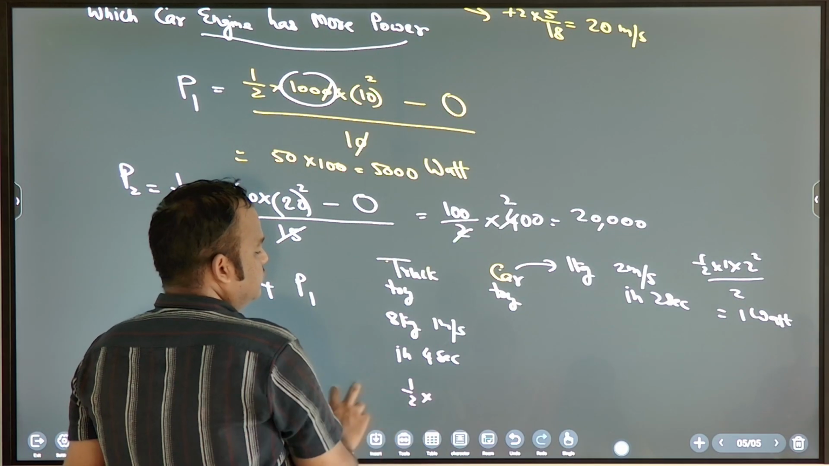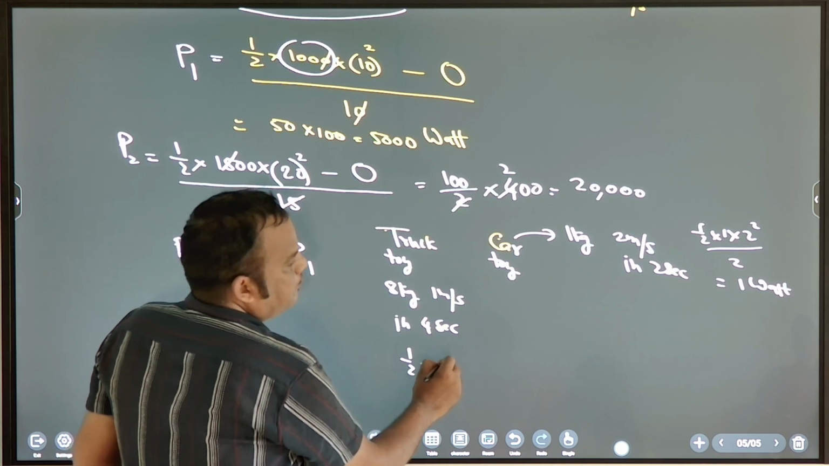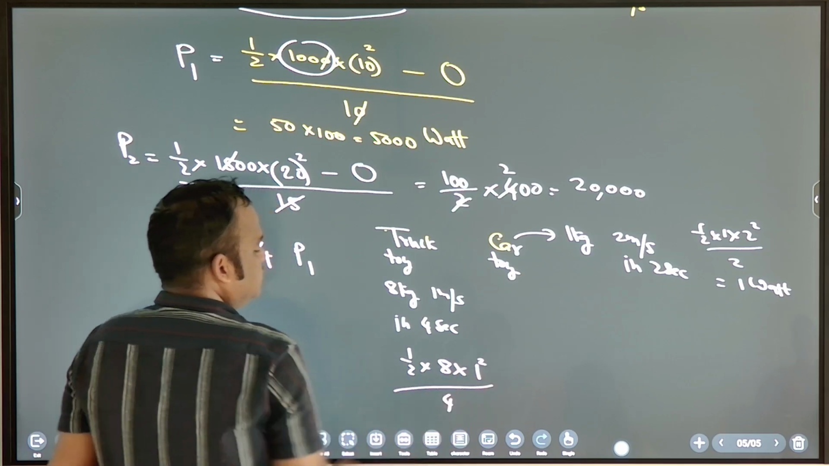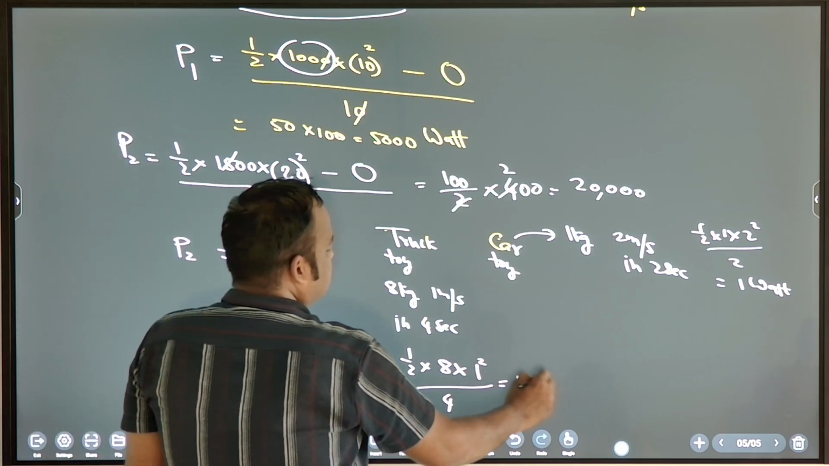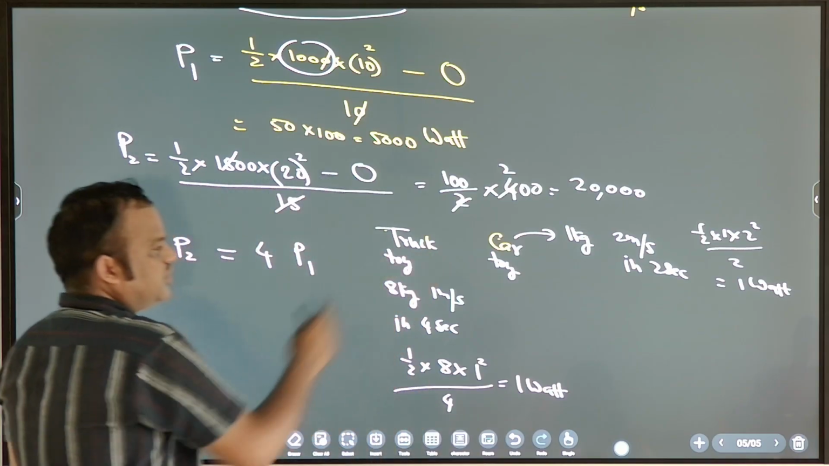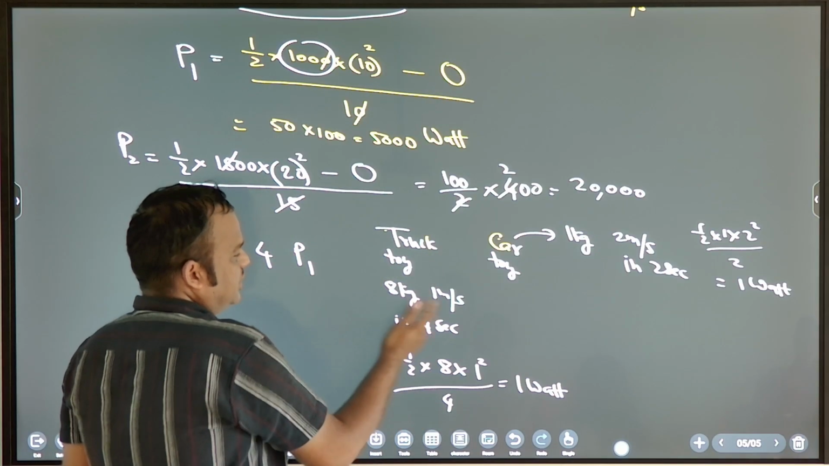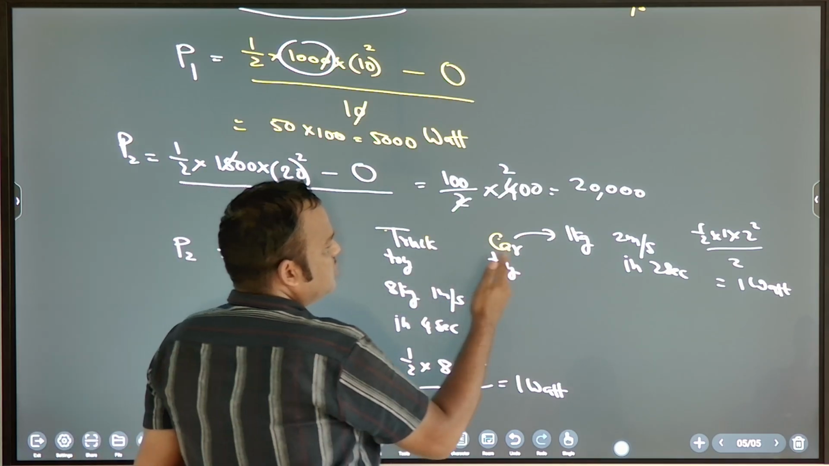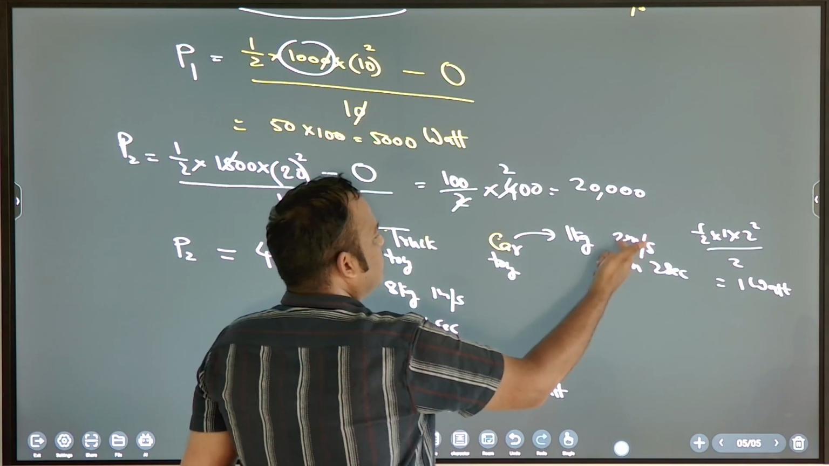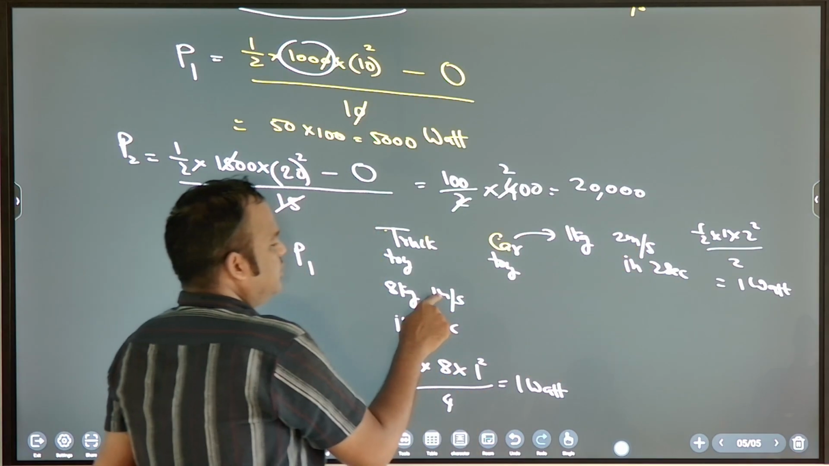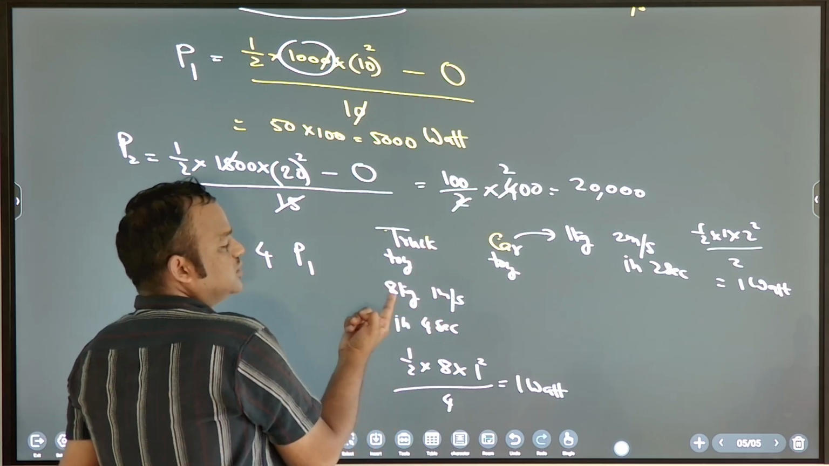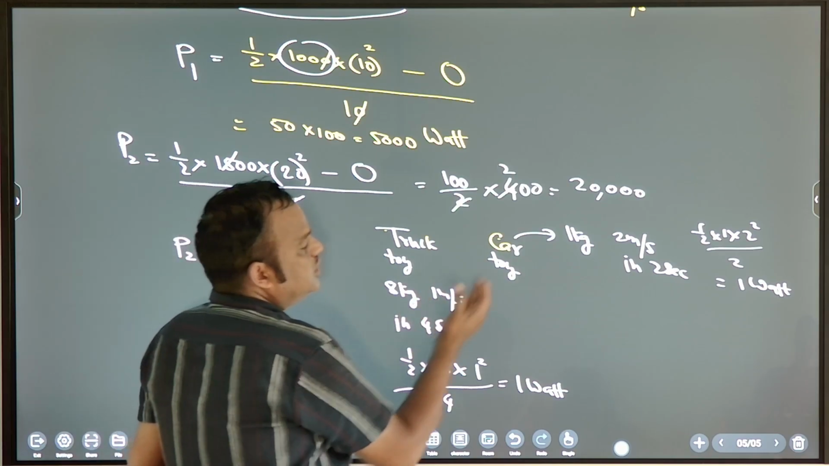Half m v square by time taken. So how much is the power? 1 watt. Okay, so both have the same power, correct? The question is, why do both have the same power? Because for the car the speed is more, but for the truck the speed is less. But at the same time, the truck has more mass. The truck has more mass, the car has less mass.